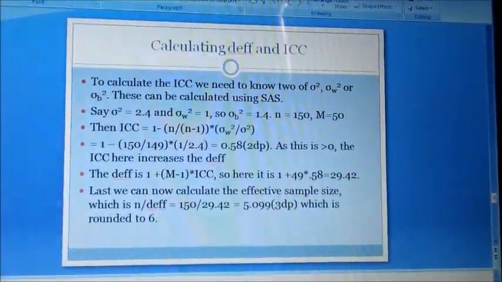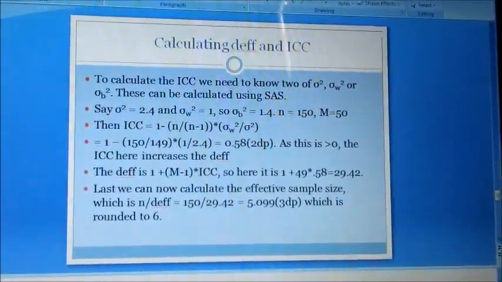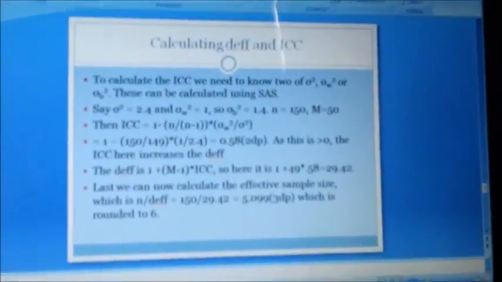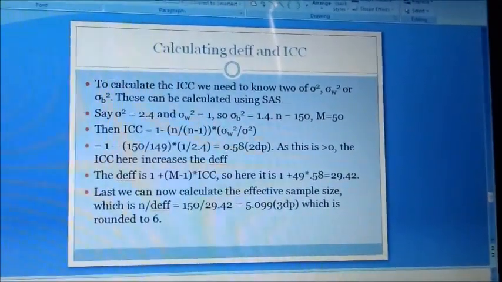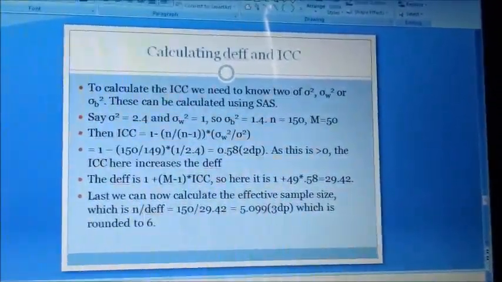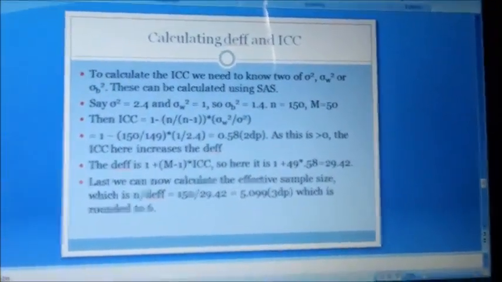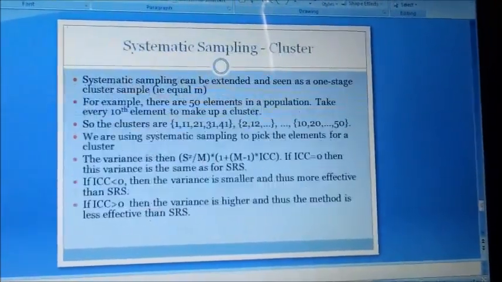So we can now calculate the effective sample size, which is just 150 divided by 29.42, which comes out to be 5.099, rounded to 3 decimal places, and this is rounded up to 6 to ensure that we have everything in our sample size.